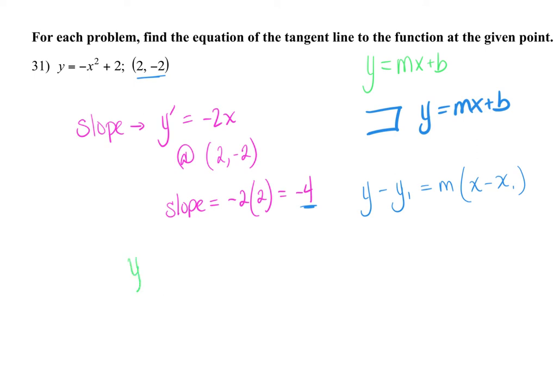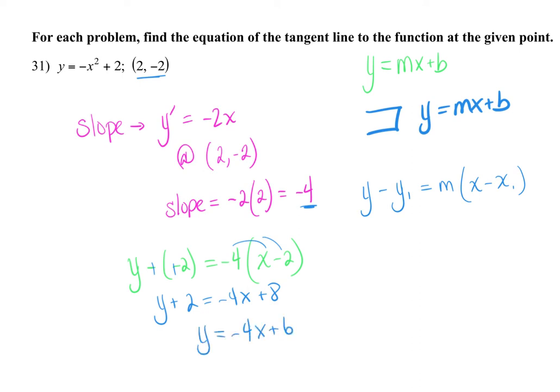We're going to say y minus my y1, which is negative 2, equals m, negative 4, times x minus my x1. So we have y plus 2 here. Distribute here. Negative 4x plus 8, subtract my 2. y equals negative 4x plus 6. All right, that's how I want it.